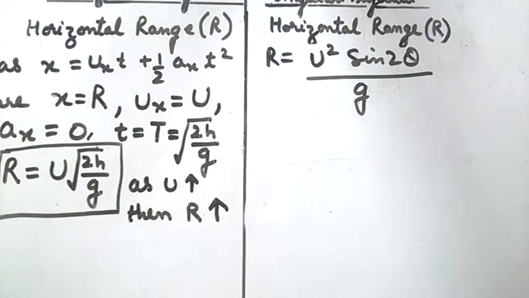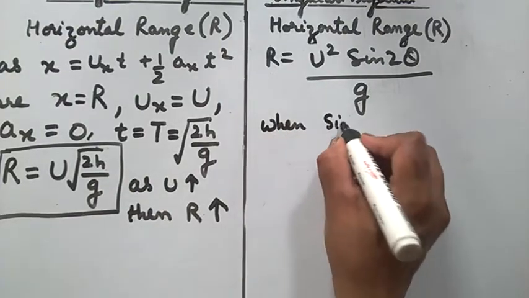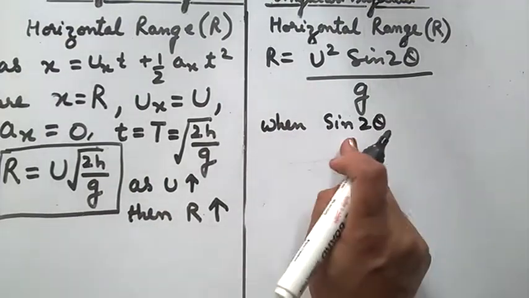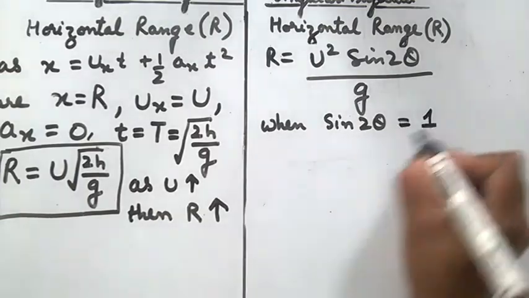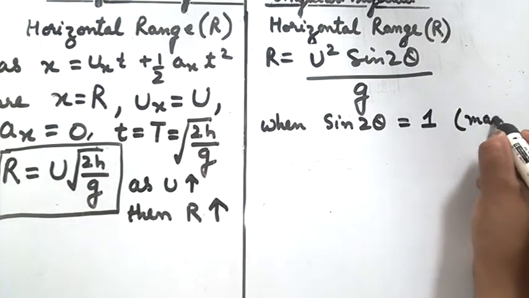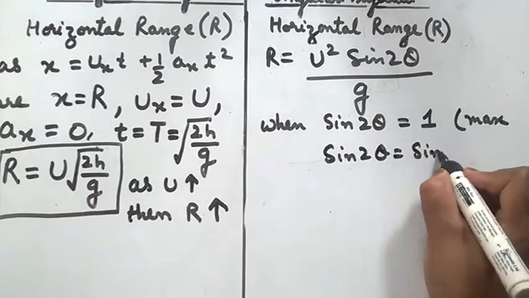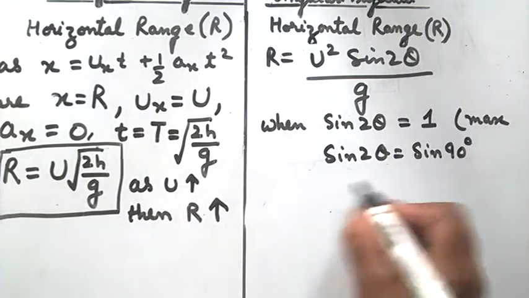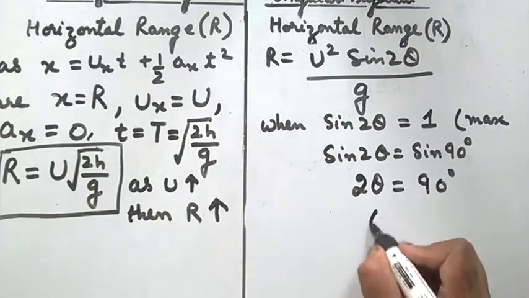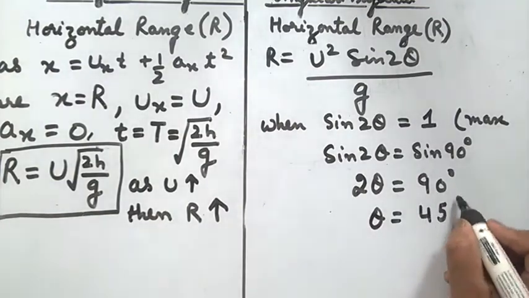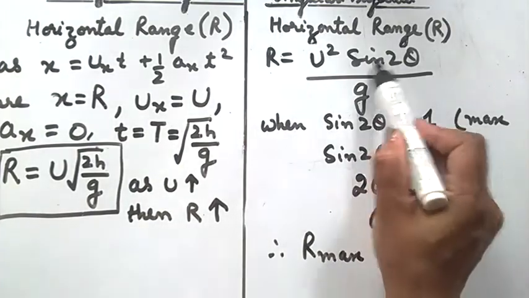When sine 2 theta is maximum, as sine lies between minimum and maximum value, that is 0 and 1, therefore its maximum value is 1. Or in terms of sine, we can write sine 2 theta is equivalent to sine 90 degree, because sine 90 is 1. Or we can write 2 theta is equivalent to 90, or theta is equal to 45 degree.